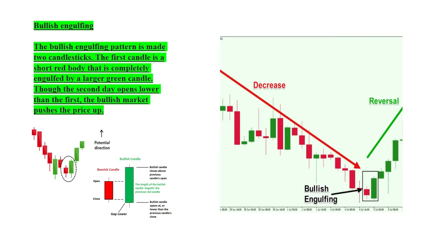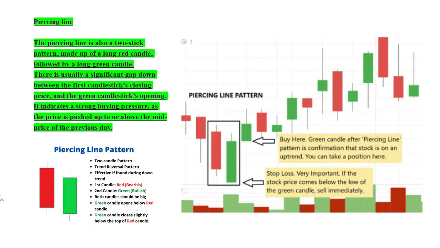So now let's move on to the next candlestick pattern, the piercing line. The piercing line is also a two-stick pattern made up of a long red candle followed by a long green candle. There is usually a significant gap down between the first candlestick's closing price and the green candlestick's opening. It indicates a strong buying pressure as the price is pushed up to or above the mid price of the previous day.